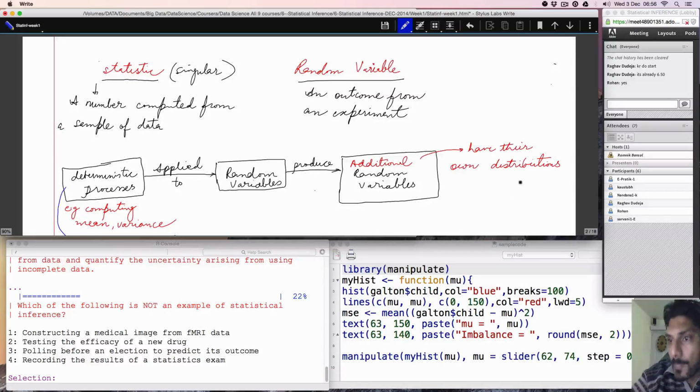Recording the results of a statistical exam. Okay, that's what Lavita says. What about the others? No, don't give me option number three, because your option number three might be different. In mine, okay, Sarvani says it is polling before an election to predict its outcome. All right.